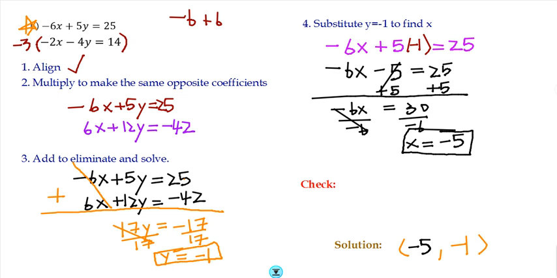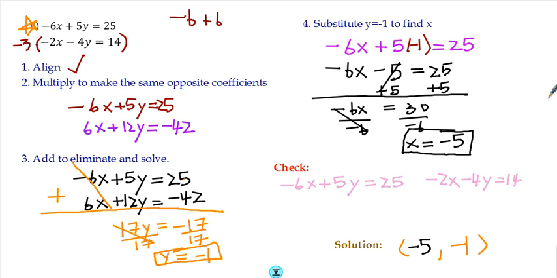Now, like I said before, we're not done yet. We're going to have to check our answer, and we do that by plugging the answer into both of these equations. So I have negative 6x plus 5y is equal to 25 as the first equation, and I'm going to plug it into the original second one, negative 2x minus 4y equals 14.